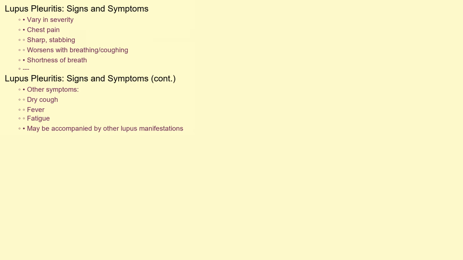The signs and symptoms of lupus pleuritis can vary in severity. The most common symptom is chest pain, typically described as sharp and stabbing, often worsening with deep breathing or coughing. Shortness of breath is another frequent complaint, resulting from the fluid buildup restricting lung expansion. Other symptoms can include a dry cough, fever, and general fatigue. These symptoms might also be accompanied by other lupus-related manifestations, such as joint pain, skin rashes, and kidney problems, depending on the individual and their overall SLE involvement.